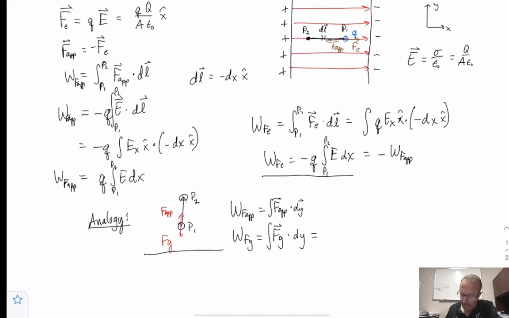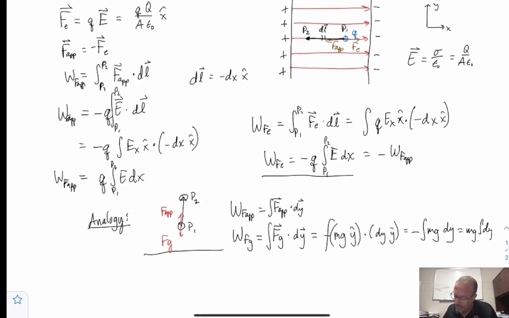The gravitational force is downward, minus mg in the y hat direction. We're moving it upwards, so the dy vector is actually dy y hat. So the work done by gravity ends up being minus the integral of mg dy. Since the mg comes out, it's the integral of dy, from y initial to y final, P1 to P2, which is minus mg delta y. This is the work done by the force of gravity.